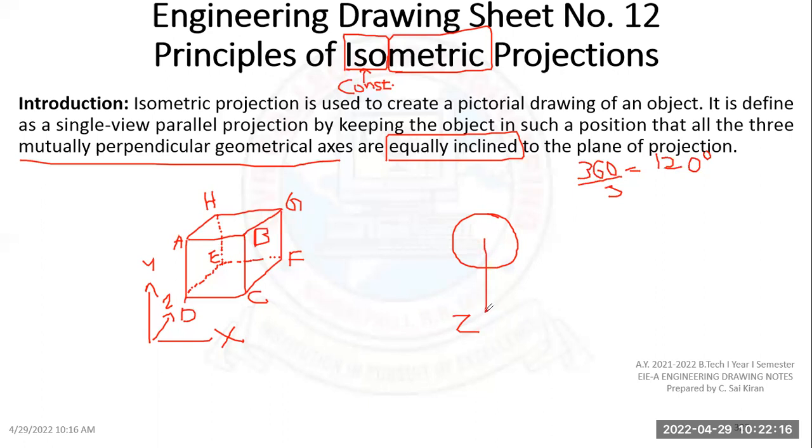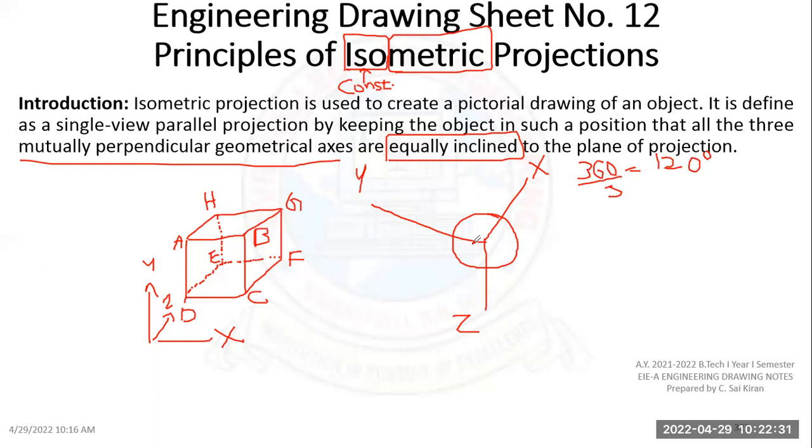Suppose I'm taking this as my z axis. So with respect to 120 degrees, I have to make an axis of x, and again between x and y, the angle should be 120 degrees. Again, with respect to 120 degrees, I'll be drawing y.